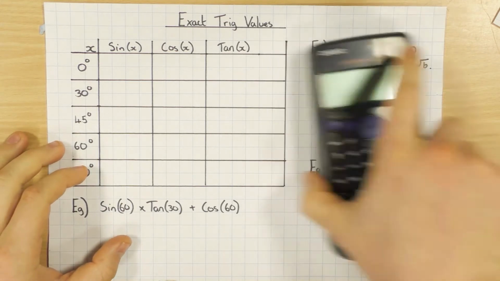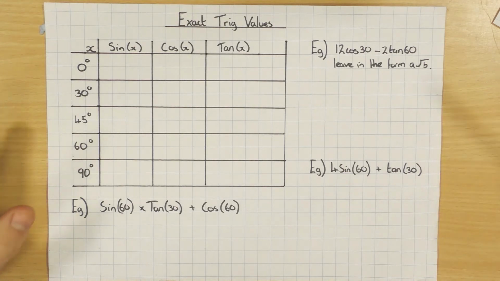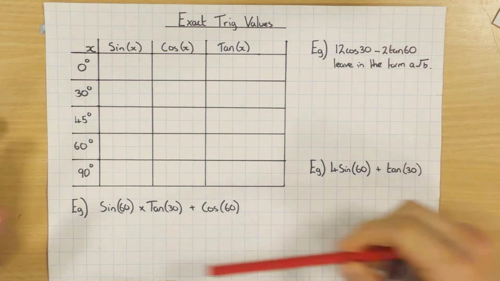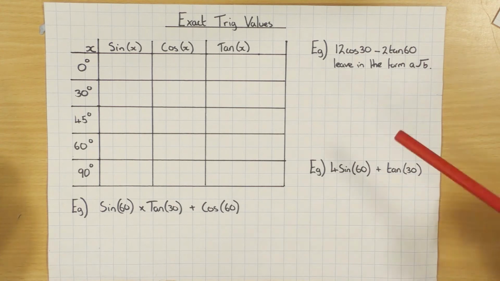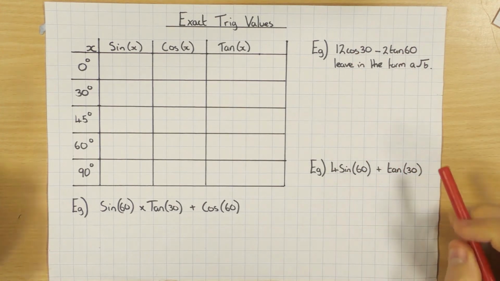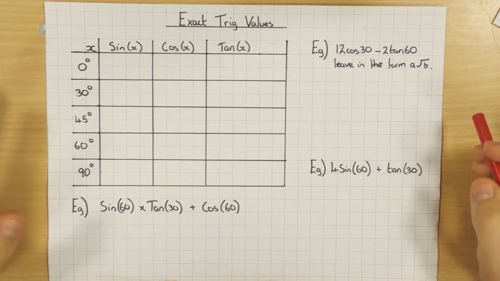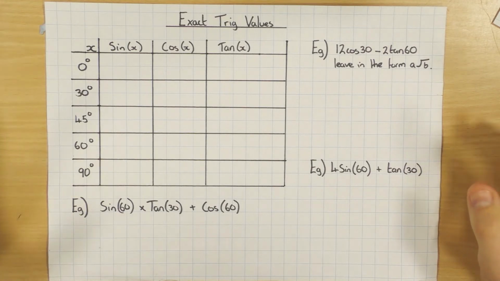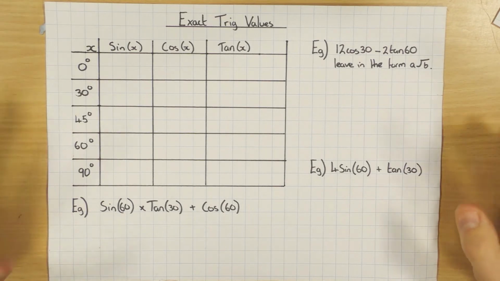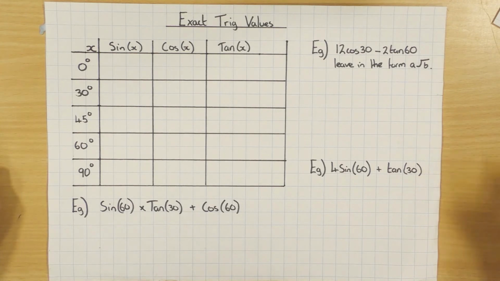However, what you need to be able to do is know them for the non-calculator paper, where you might be asked something like the three examples that I've got here. So I need to know what cos 30 is, tan 60, sine 60, tan 30, and so on and so forth. Now obviously you can commit them to memory. There's also another way where you use triangles to work them out. However, last year I saw this method and I think it's actually the easiest and probably the quickest way of working these out, which is what I'm about to show you now.